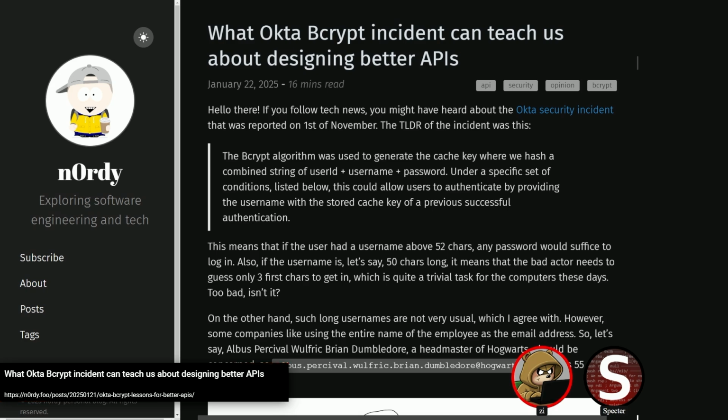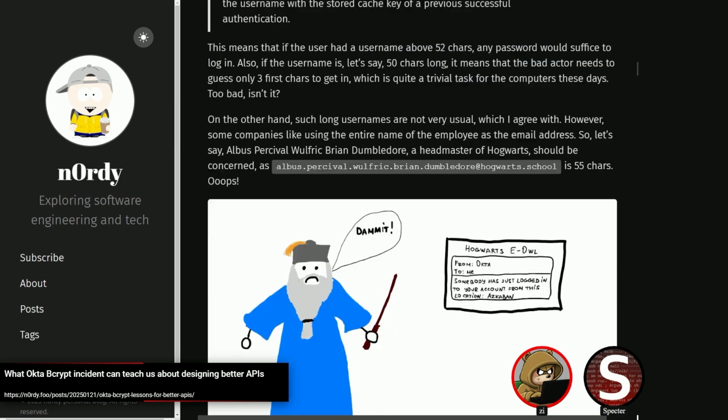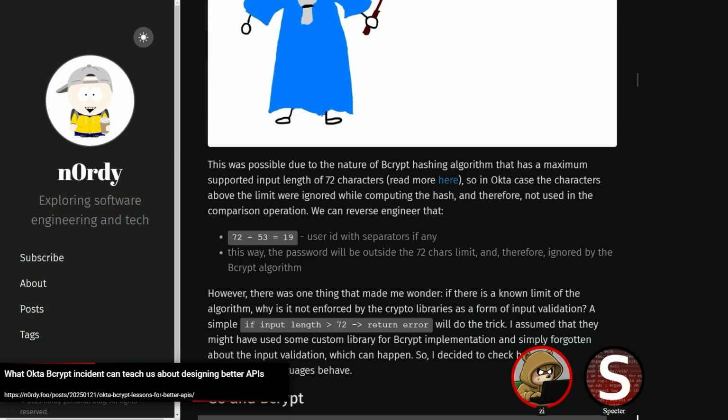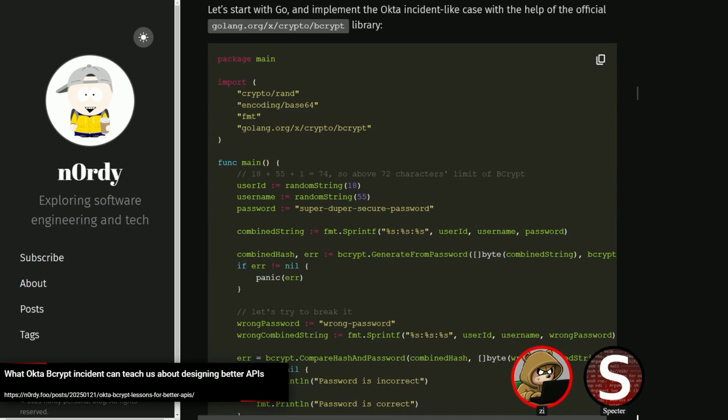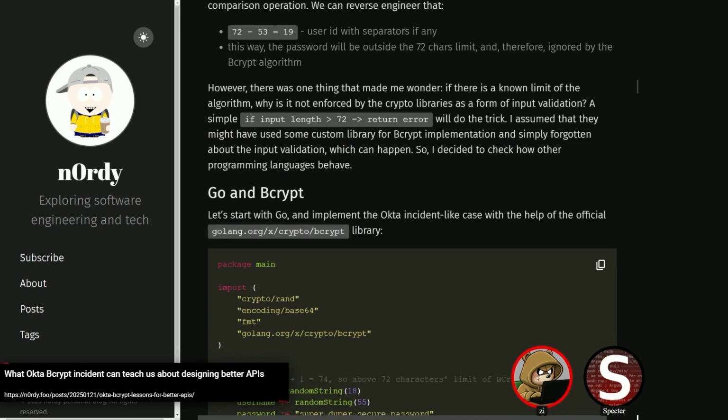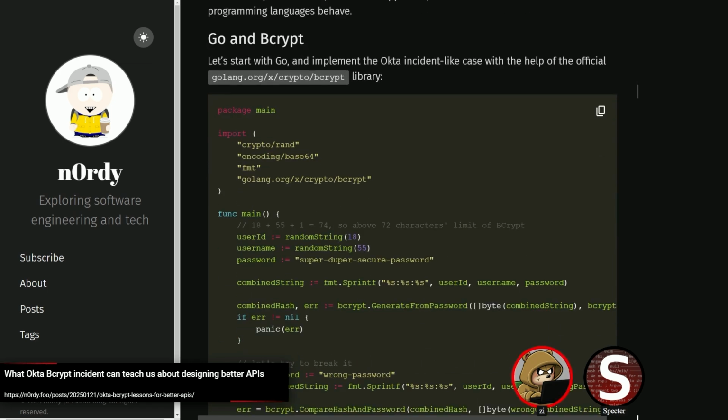But then you also have this case where, in Okta's case, they were using the Bcrypt algorithm to generate a cache key where they would combine the user ID, username, and password, and use that to create the cache key that would be used. And so they have the password, which maybe is long, maybe not, but they have the user ID, which is like a UUID or whatever, so it has a little bit of length, plus the username, which can be kind of long, leading to part of the password actually being truncated.